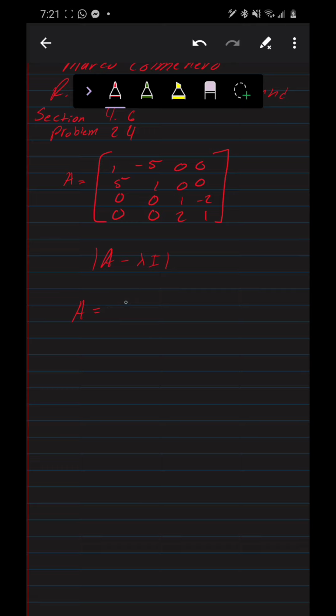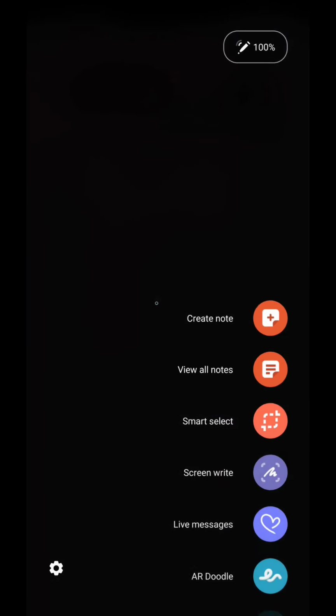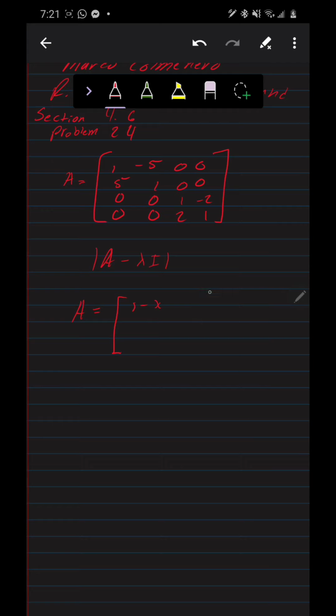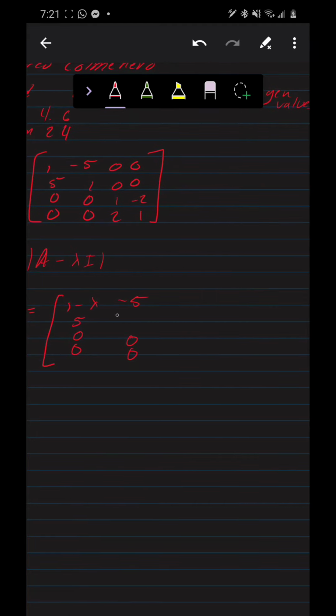So we're going to have a 1 minus, I'm sorry about that, 1 minus, and then 5, 0, 0, and then 5, 1, 0, 0. I'm sorry, 1 minus the eigenvalue, then 0, 0, 1 minus the eigenvalue, 2. We're going to have 0, 0, negative 2, 1 minus the eigenvalue.